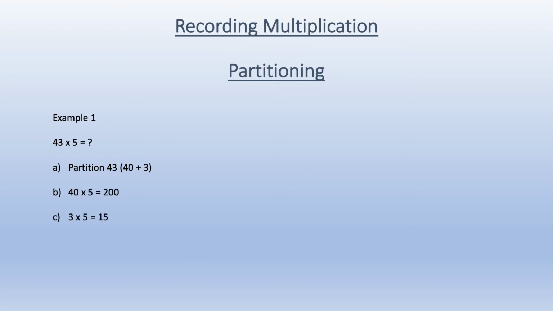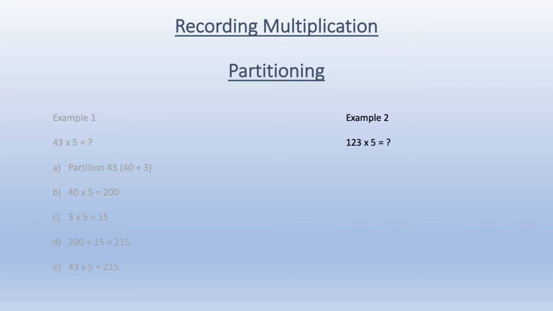Then we can multiply the 40 by 5 to make 200, and then the 3 by 5 to make 15. Then all we have to do is add the two answers together. 200 plus 15 equals 215. So therefore 43 times 5 equals 215.